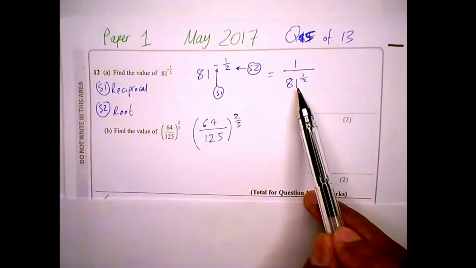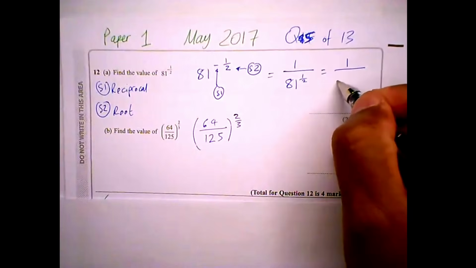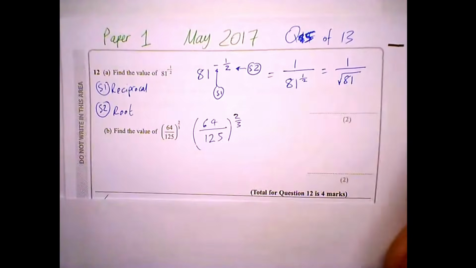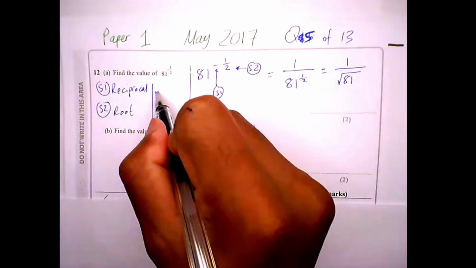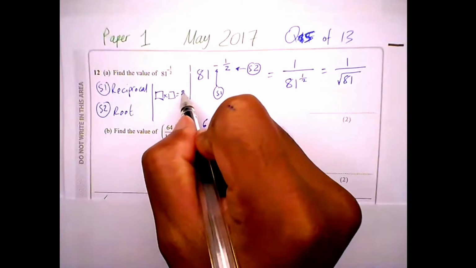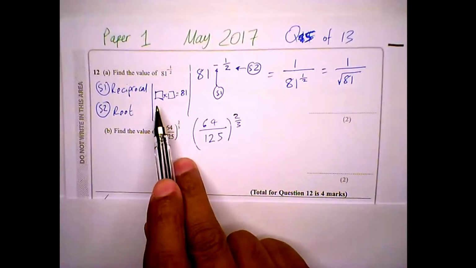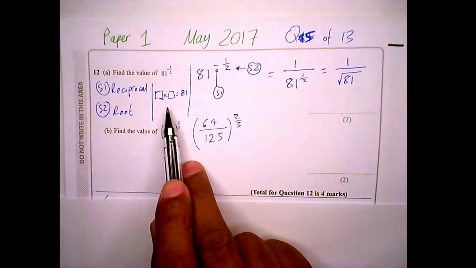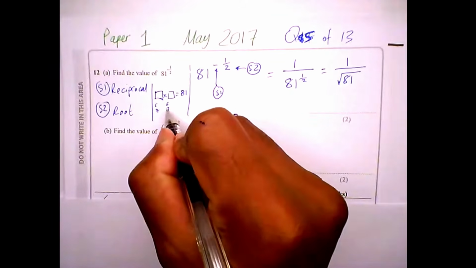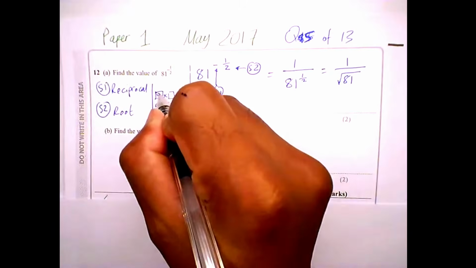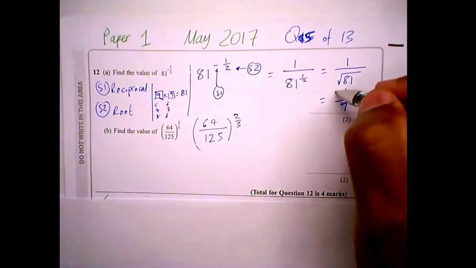And you'll notice that when we have a half, it's the same as a square root. So square root of 81. And so what number multiplied by itself gives us 81? It's not 1 squared, 2. So just go through it in order. 2, 3, 4, 5 squared is 5 times 5 is 25. 6 times 6 is 36. 7 times 7 is 49. 8 times 8 is 64. So 9 times 9 gives me 81. So my answer is 1 over 9.